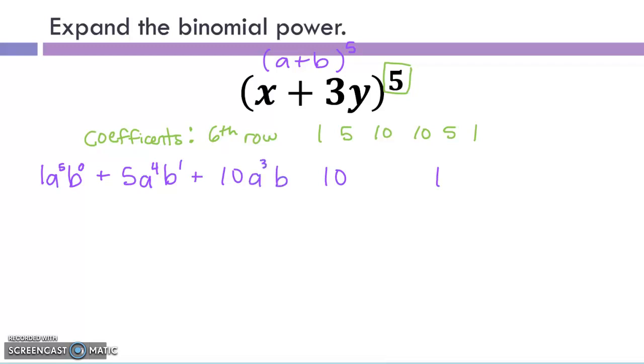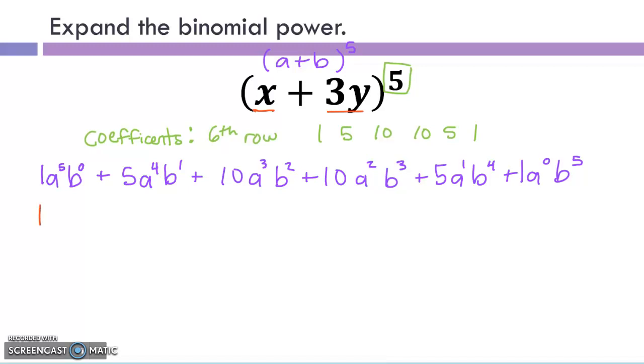And I keep doing that. 10 a cubed b squared plus 10 a squared b cubed. And I forgot one of my coefficients. I forgot 5 here. So this is plus 5 a to the 1 b to the 4th plus 1 times a to the 0 b to the 5th. So you can see all my exponents in each term are going to add to the correct numbers. But in place of a, I have x. And in place of b, I have 3y.